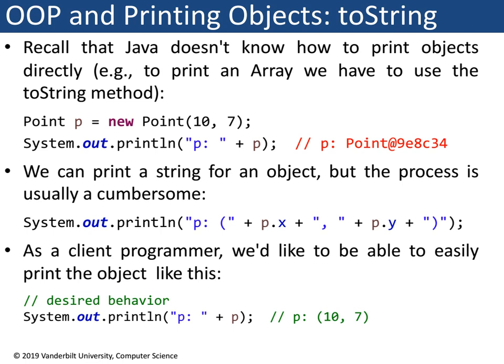Remember, we said that a class should contain all of the relevant information for the object as well as any typical behaviors. I would say that printing out or generating a string which contains the contents of our object would be a typical behavior. So it would be much better if we simply could do something like this: System.out.println p colon space, and then concatenate that with p, and this would print out p followed by the location in xy coordinates.